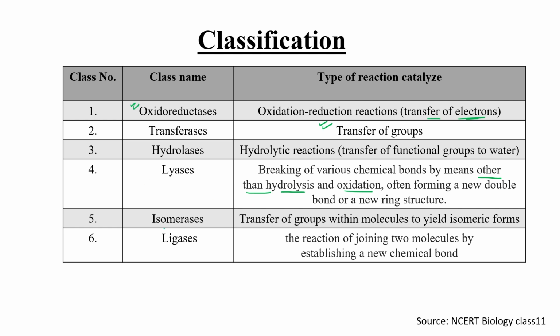Isomerases transfer groups within a molecule to yield its isomeric form. Ligases are actually joining enzymes: if we want to join two different groups, joining of two molecules to establish a new chemical bond, then we have to use ligase. So these are the reaction types of their function, and this is the list of different classes of enzymes.